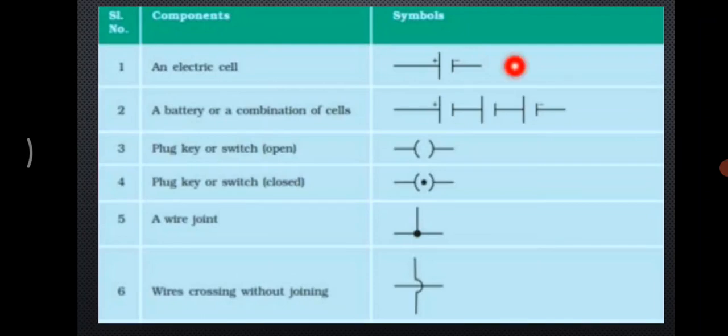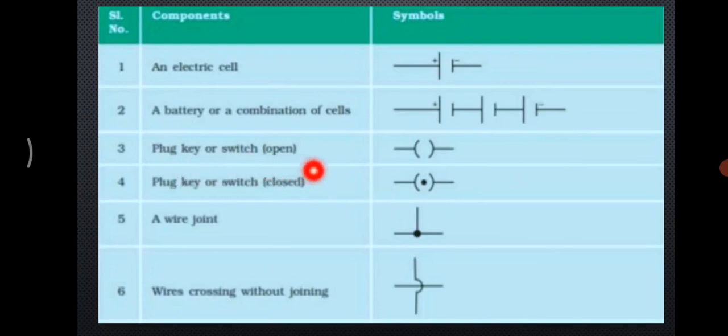First thing is the electrical cell. The symbol which we denote here is an electrical cell. One bigger line and one smaller line will be there, and the bigger line indicates the positive terminal and the smaller line indicates the negative terminal. Next is a battery, or a combination of cells. You can see there are multiple positive and negative terminals, which means it is a combination of cells. That's why it is called a battery. The larger line indicates the positive terminal and the smaller line indicates the negative terminal.